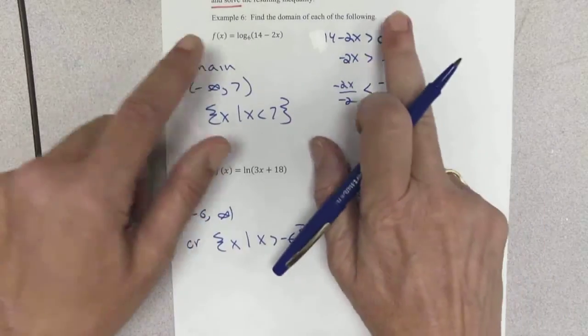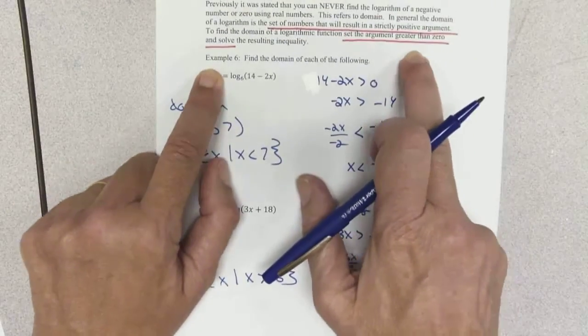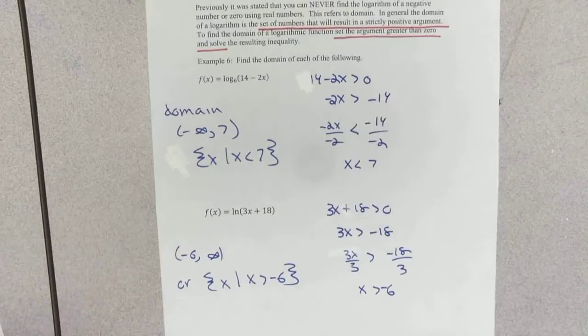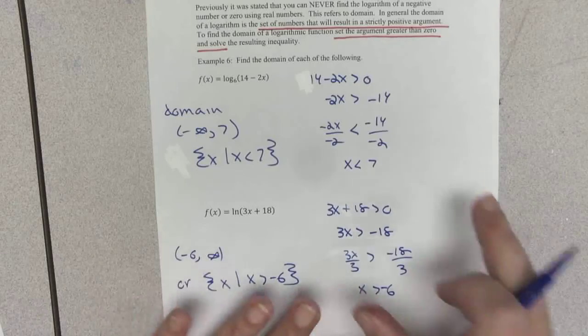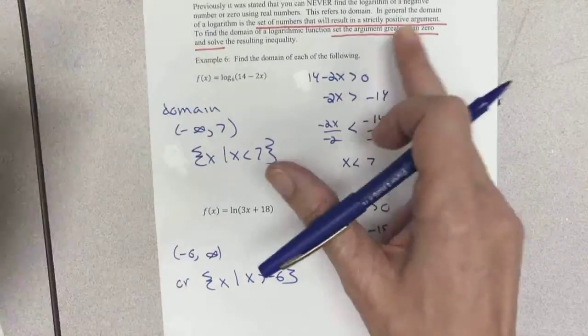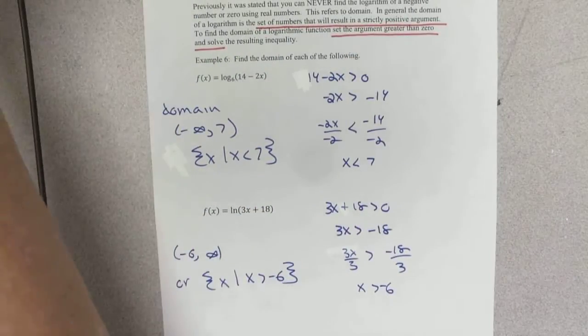So the key thing is to remember this part right here. Set the argument greater than 0 and solve. At this level, when we ask for the domain of a logarithmic function, we're just asking you to do that. So just memorize that.